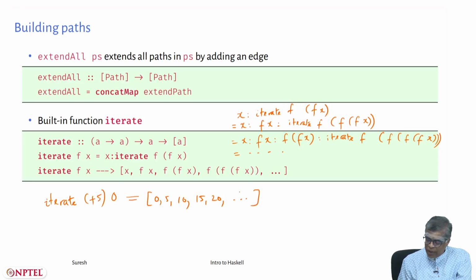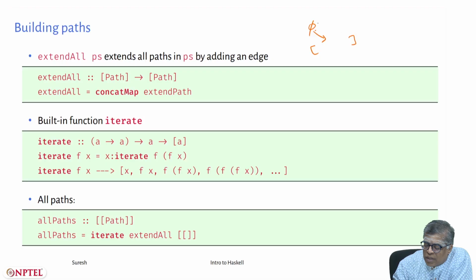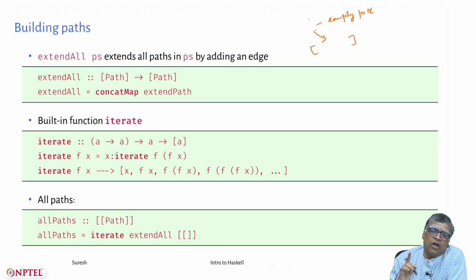Okay. So why do I bring this function iterate into the picture? Because I want all paths, right? All paths in the graph are nothing but the empty path extended in all manners. So you will get all the length 1 paths. This is the empty path. So I start with the list containing the empty path. Okay, that is my first, right? Give me all the length 0 paths, that is the list.